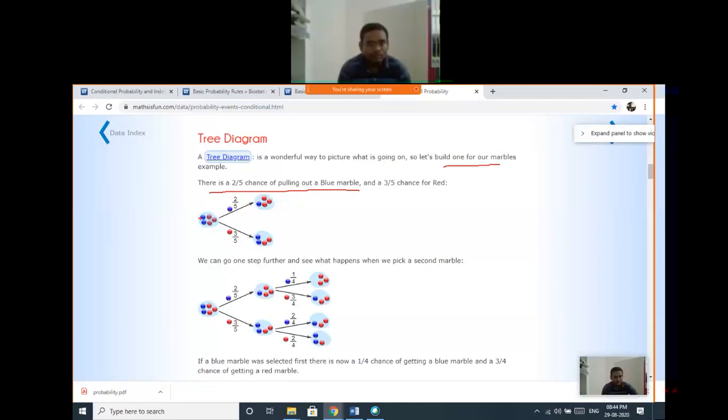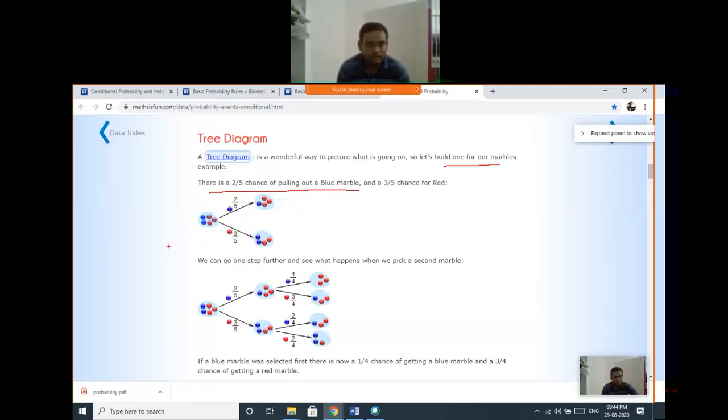So we are expecting two blue marbles where the sample size is 5, so 2 by 5. It may also be that we will not get a blue marble. Here this is 3 by 5, because if you are interested in getting a red marble from the box, then it is 3 by 5. So this is for blue marble probability, this is for red marble probability.